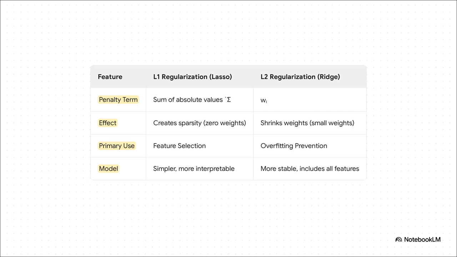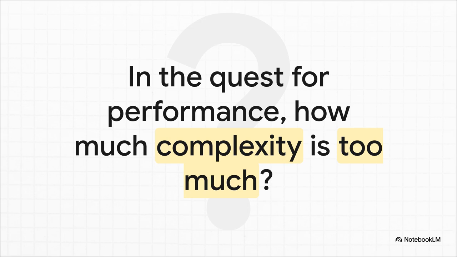At the end of the day, both L1 and L2 are all about managing that critical balancing act between a model that's too simple to be useful and one that's too complex to be reliable. And that leaves us with a final thought. Finding that perfect sweet spot between complexity and real-world performance, well, that's not just science, it's the true art of machine learning.